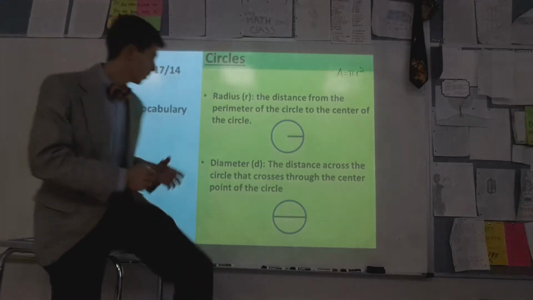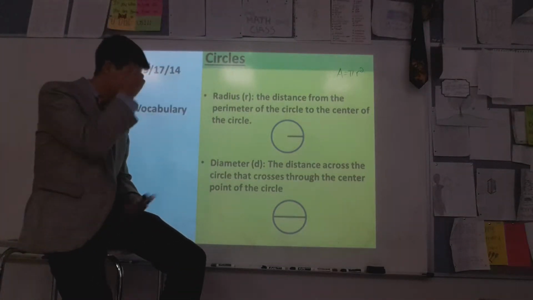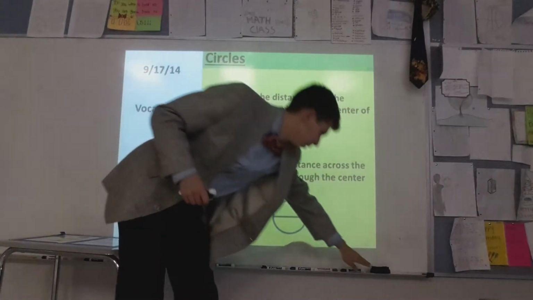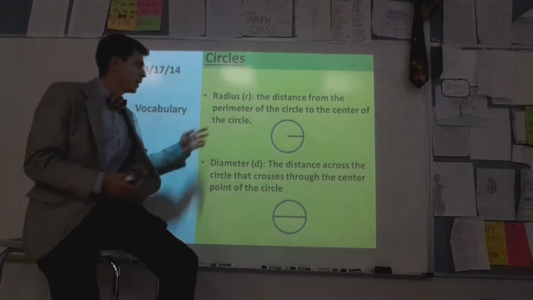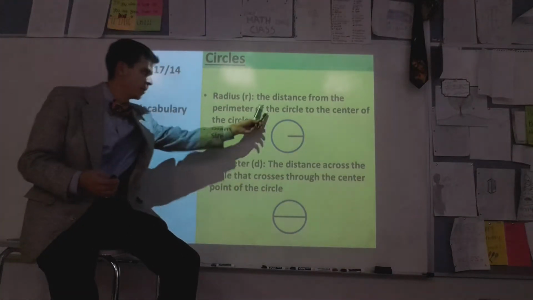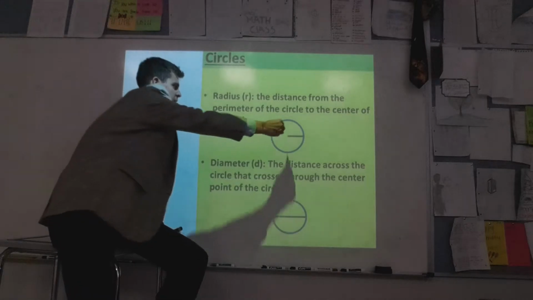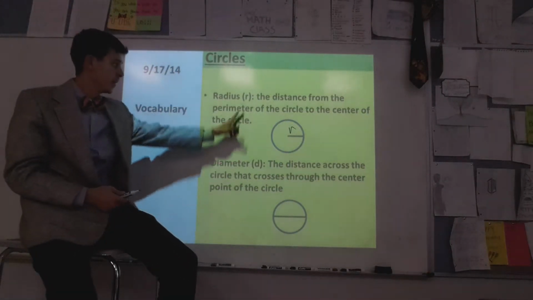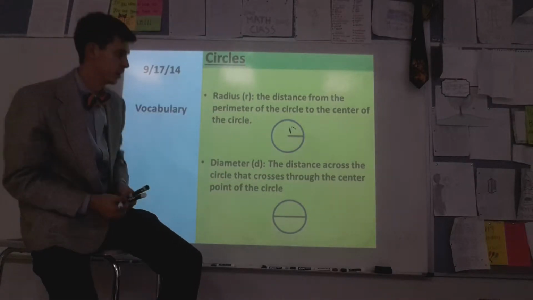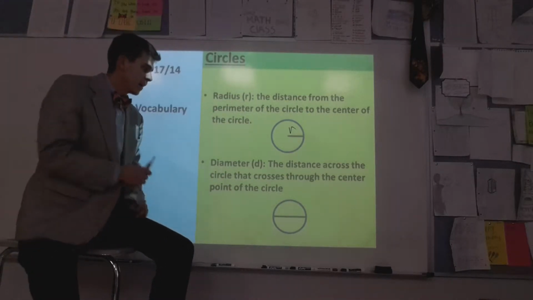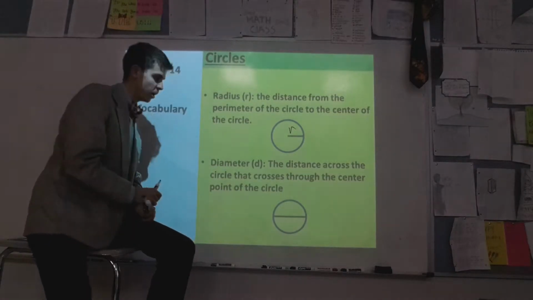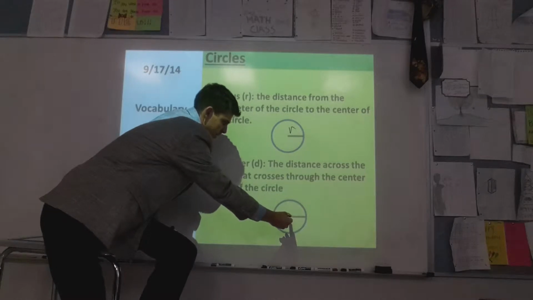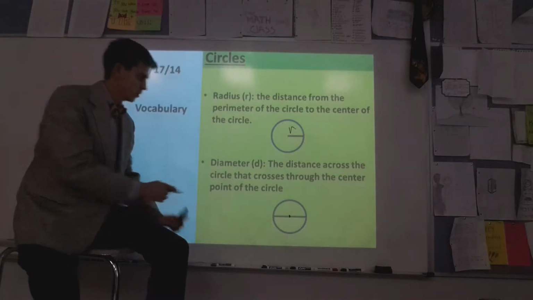Okay, so the first slide is on some vocabulary, and the next slide is also going to be on vocabulary. Radius is the distance from the perimeter, the outside of the circle, the circumference of the circle, to the center of the circle. There's the radius right there. The diameter, and R is used to express the radius in equations. The diameter, expressed as D in equations, is the distance across the circle that crosses through the center point of the circle. Okay, so this is D here.